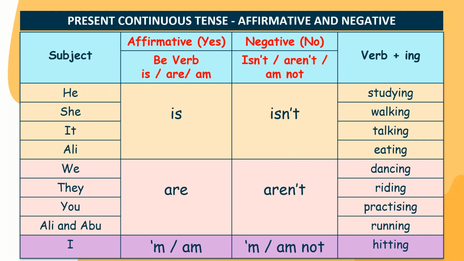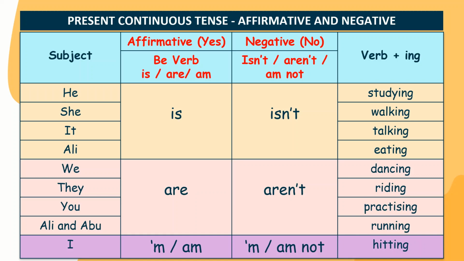For group number 2, we use are and aren't. If it's affirmative, yes, we say we are dancing, they are riding, you are practicing, Ali and Abu are running. If it is no, we use aren't. We aren't dancing, they aren't riding, you aren't practicing. Group number 3, I, you can say I'm or I am hitting. If it is negative, I'm not hitting or I am not hitting.